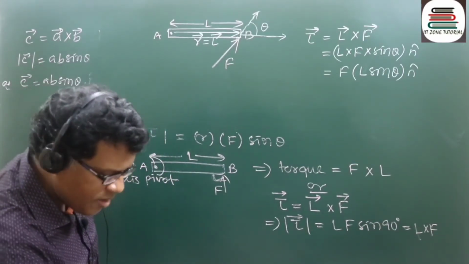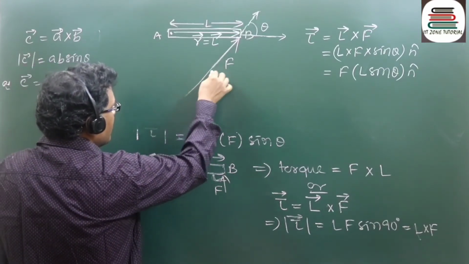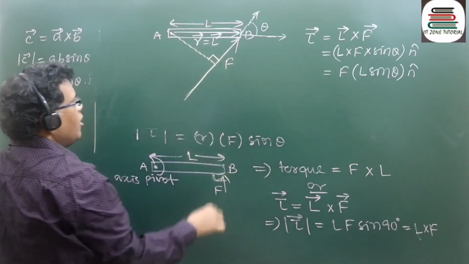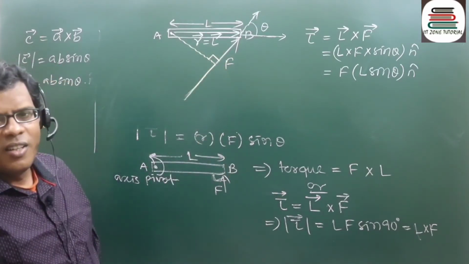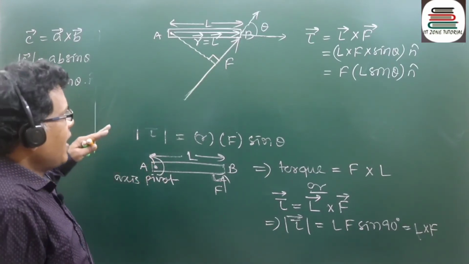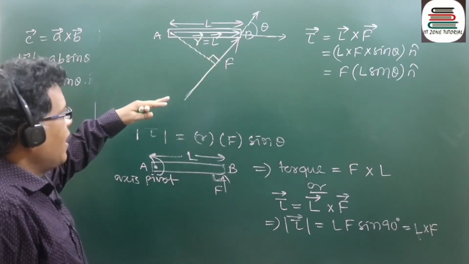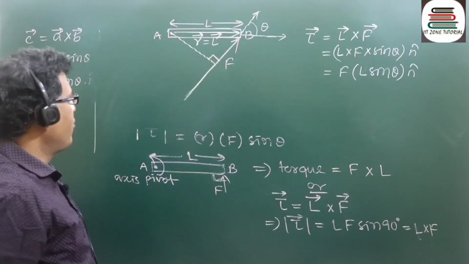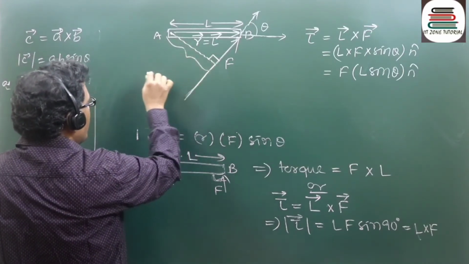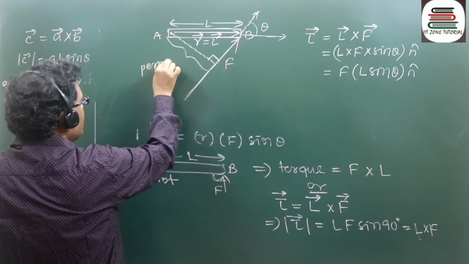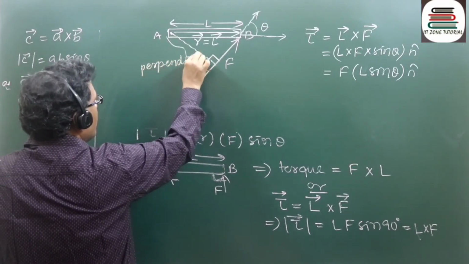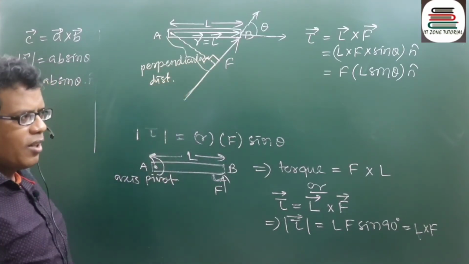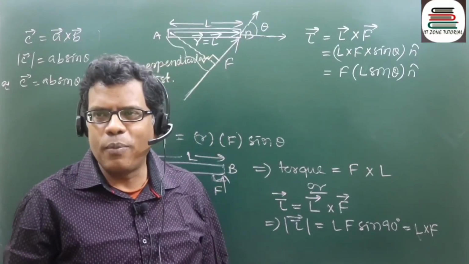Now check this drawing. If this is the line of force, then can I drop a perpendicular from the axis of rotation on the path of force, the direction of force vector? If I drop a perpendicular from the axis of rotation, then definitely this is the perpendicular distance. Are you getting me? In one form I wrote the formula: torque is equal to force into perpendicular distance.